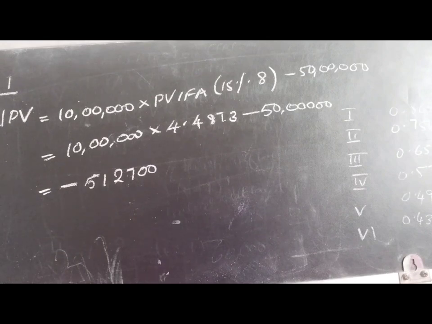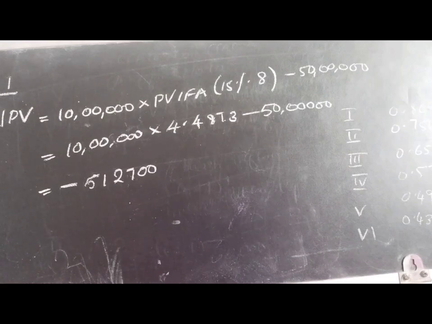1 divided by 1.15, that is 1 plus 15 by 100 is 1.15. So 1 divided by 1.15, power of 1 is for first year and power of 2 is for second year and 3 is for third year, and like that we have to find the present value factor for 8 years. Then add these 8 year present value factors, we will get 4.4873. So multiply the cash inflow into 4.4873, subtract the cash outflow, that is present value of cash inflow minus present value of cash outflow.